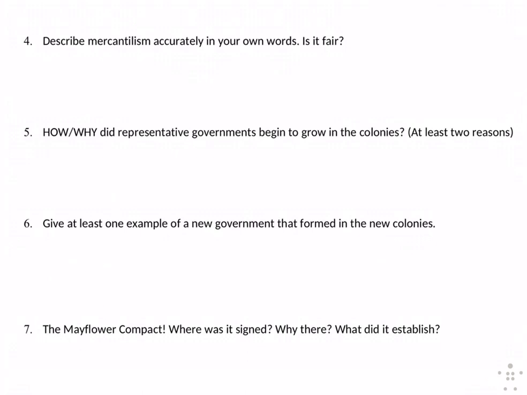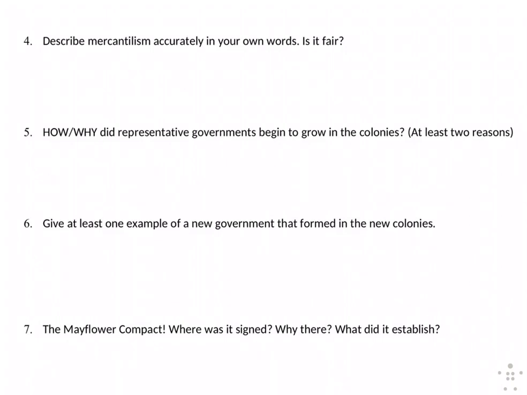Next question. Describe mercantilism accurately in your own words. Is it fair? So in your own words, you first need to know what it is. Mercantilism is an economic policy between the colonists and the motherland, which is England, where the colonists were forced to sell their raw materials, their raw goods, back to the homeland, the mother country, which is England. England would then make some finished goods and sell them back to the colonists at higher prices, manufactured goods at an extremely high price.